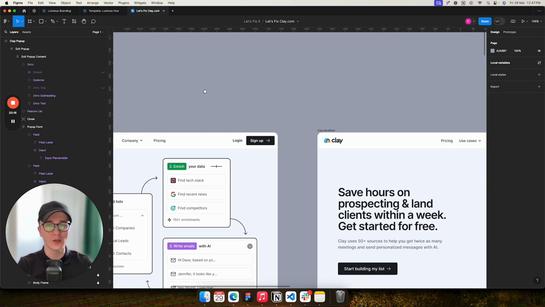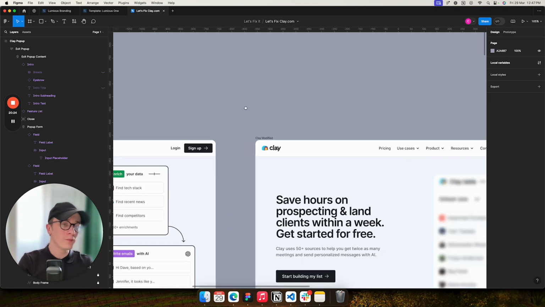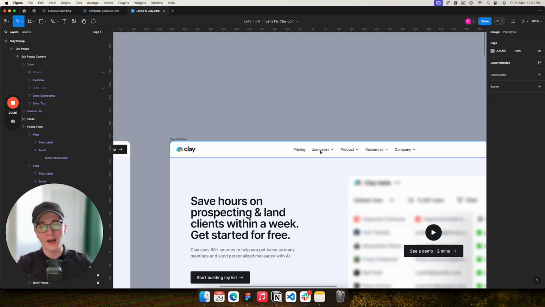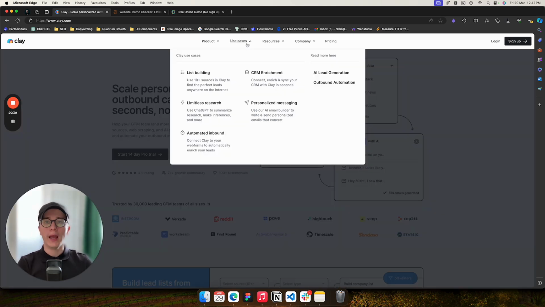In the original version, use cases is also second, but the very first one is product. Now, the reason why I put use cases after pricing is, if we go back to Clay's website and click on use cases, these are basically the solutions. These are things that people want to do with Clay, and not specifically Clay, but with their job, with their thing they want to do, right?